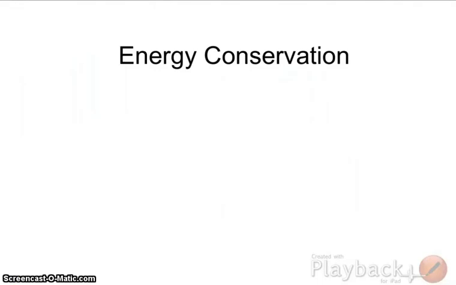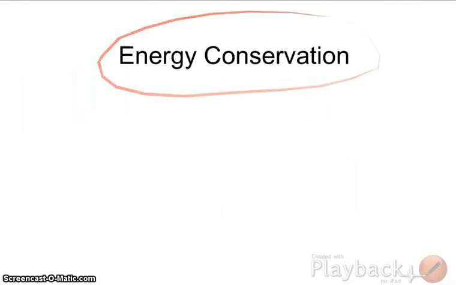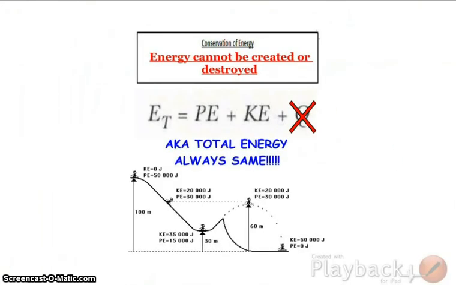In this video, we're going to look at energy conservation. Now, what does it mean by energy conservation? Energy conservation is stating that energy cannot be created or destroyed. So energy doesn't just suddenly go poof. It's not a magician. Okay? It's always there, and it's always the same. Your total energy is always the same. This includes potential, kinetic, and any other form of energy, which we usually count as 0.